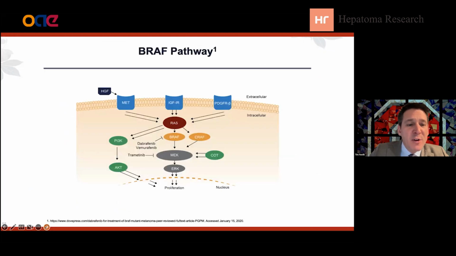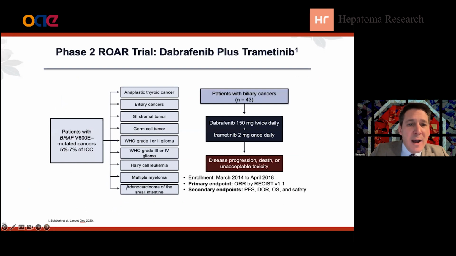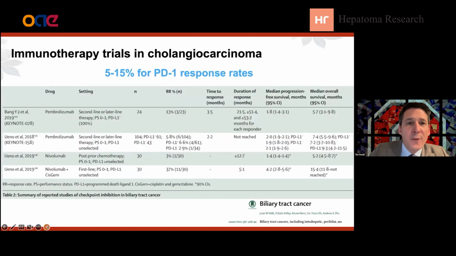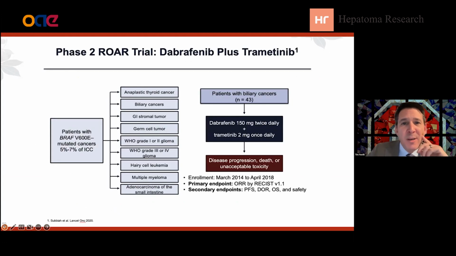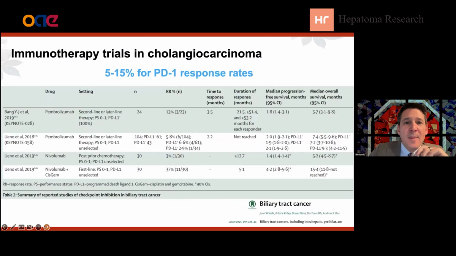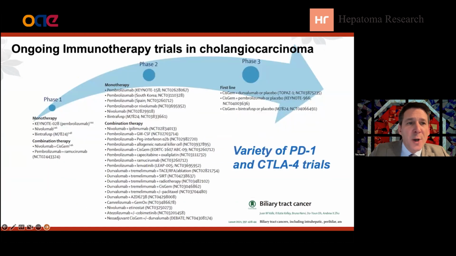And then with regards to BRAF therapy, in this basket trial of many different types of cancers among patients who had BRAF mutations, there was a benefit with targeted BRAF therapy in a subset of patients. And then finally, looking at immunotherapy, only about 5 to 10% of patients with cholangiocarcinoma will have a response to immunotherapy. And really where this field is heading is more combining immunotherapy with traditional cytotoxic chemotherapy.